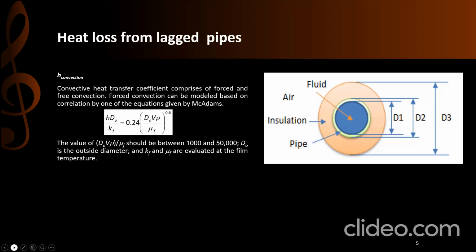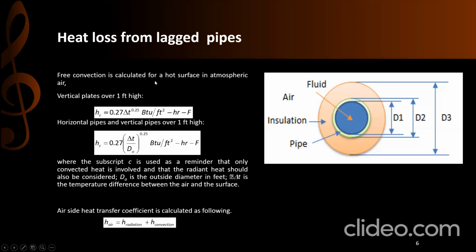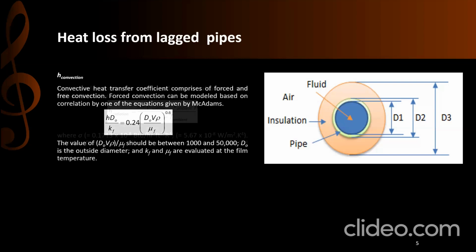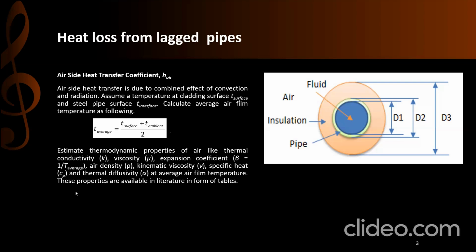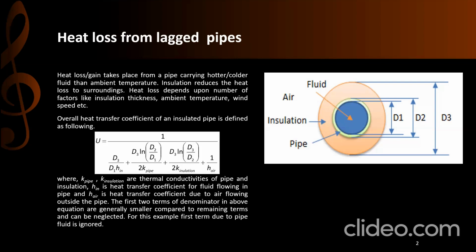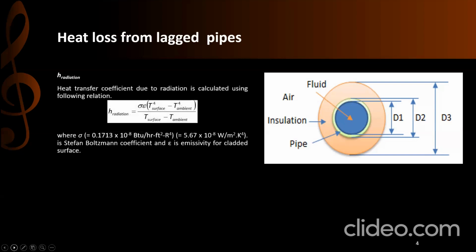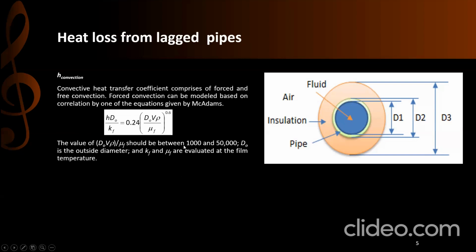Okay? So, forced convection is calculated for a hot surface in atmospheric air. This means your Reynolds number is less than this boundary. Okay? Or, right, the laminar flow? Or less than this.